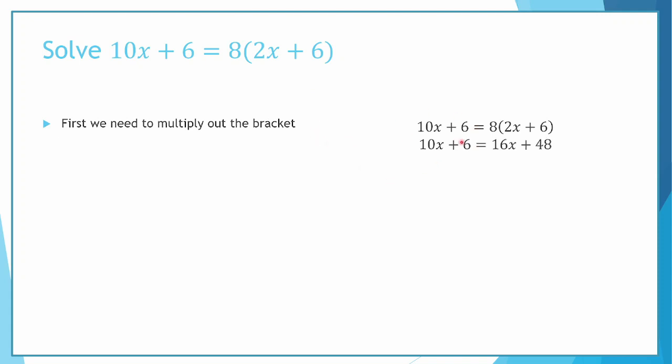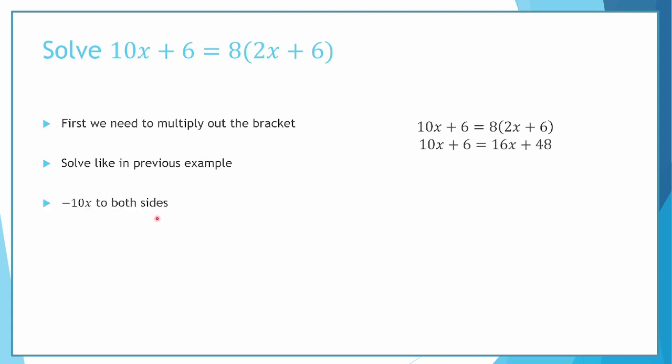So to multiply out the bracket, we take everything on the outside, so this 8, and we multiply it by everything on the inside. So 8 times 2x will give us 16x. 8 times 6 gives us 48. And then we're just going to solve like we did in our previous example.